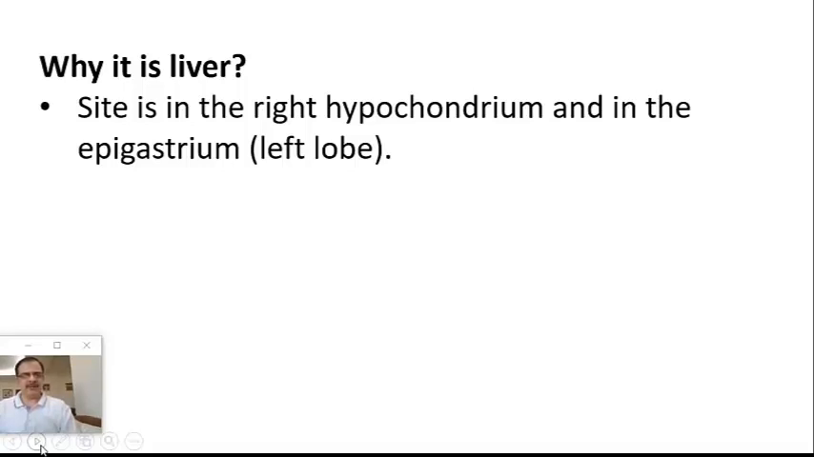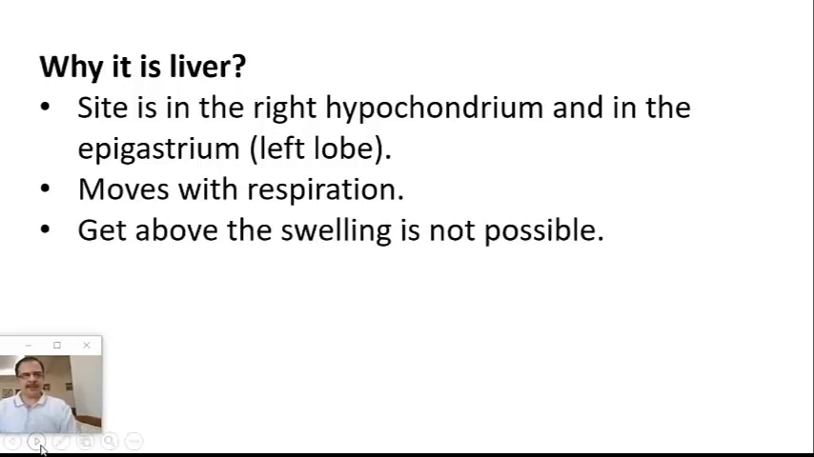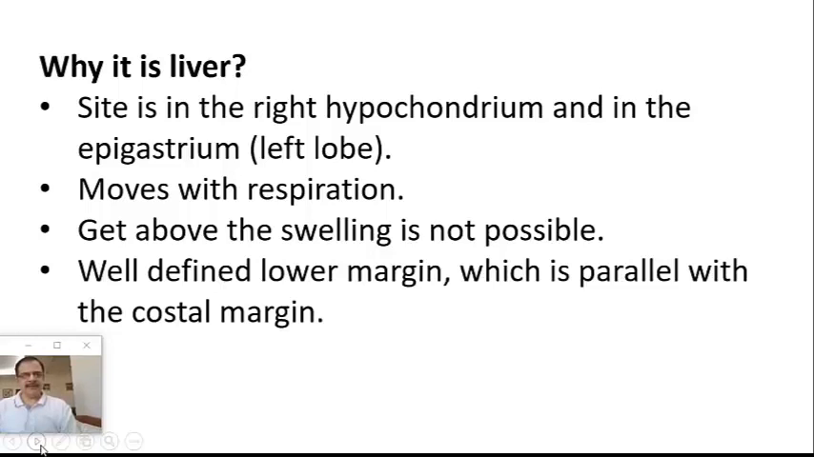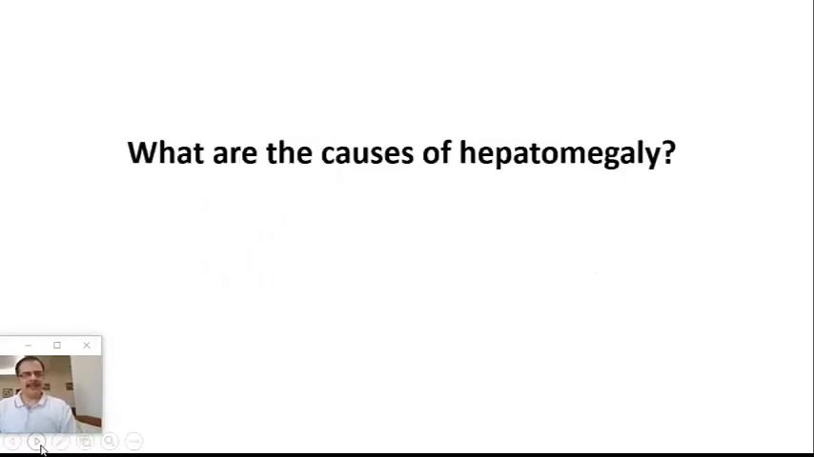The left lobe can be palpable in the epigastrium. This organ moves with respiration. Getting above the swelling or the liver is not possible. There is a well-defined lower margin which is parallel with the costal margin, and percussion is dull over it. So this proves it is anatomically the liver.